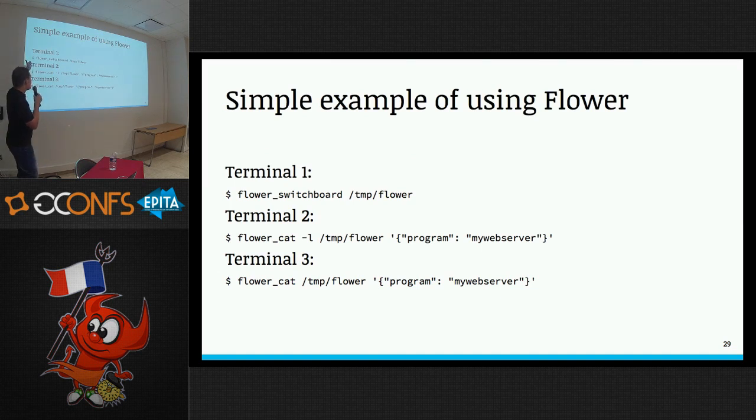First of all, you start a process called the switchboard, which is just like a traditional patch panel. Then you can run other commands, like flowercat, which is a bit like netcat, to listen on the switchboard and to connect to a process listening on the switchboard. You can use labels to identify multiple processes listening on the switchboard. So this is a bit lame, doesn't really look exciting.